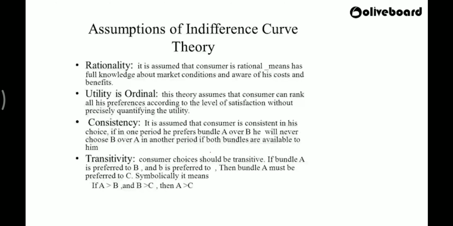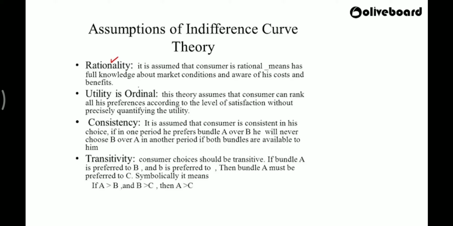Now, any theory will have its own assumptions. For indifference curve theory, what are the assumptions? First one, rationality. What does it mean? A consumer or a buyer is rational. What does rational mean? He has full knowledge about the market condition. He has knowledge about price, about the cost of the products, about availability, everything. He has every knowledge about the market. So that is called rationality.